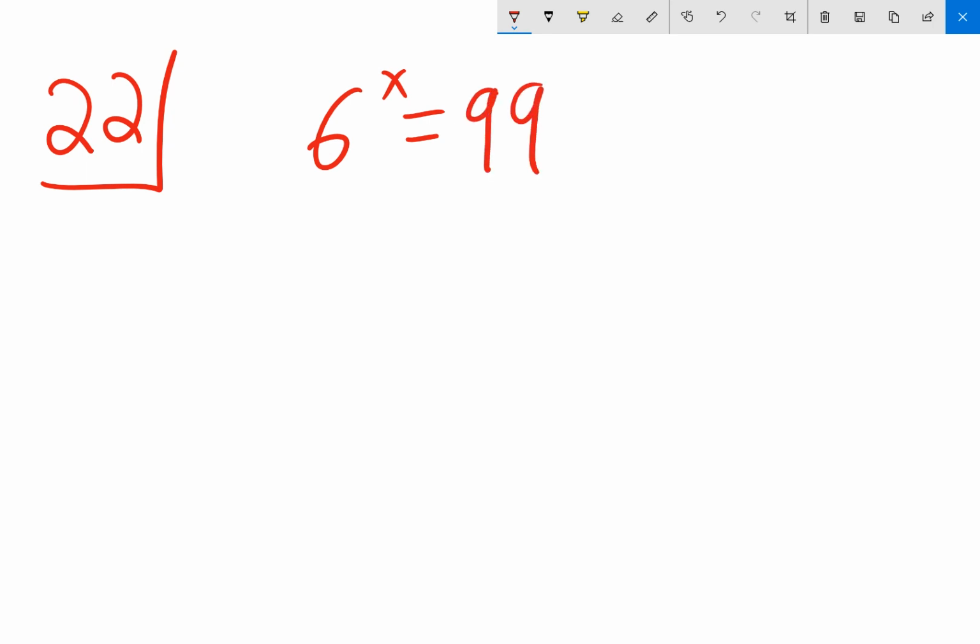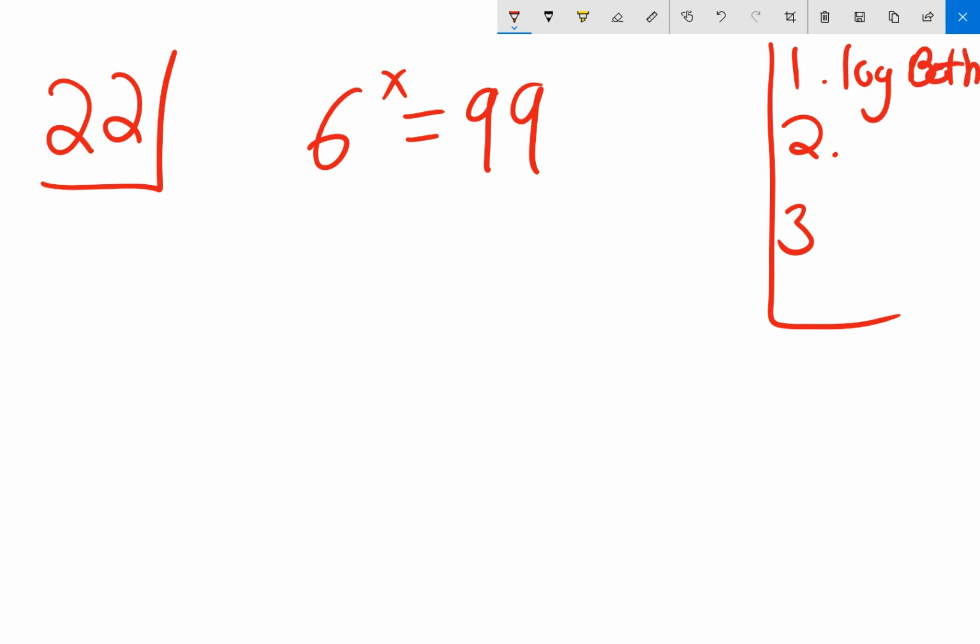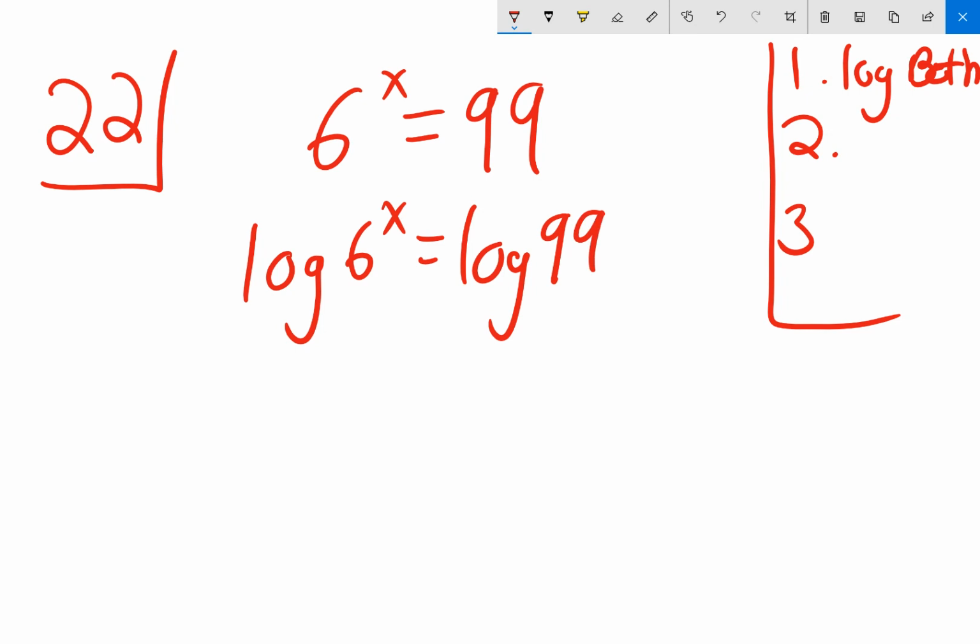All right, number 22. We have 6 to the x power equals 99. Now, again, this is an exponential problem. So the exponential problems follow the 3 steps. Step 1 being to log both sides. I'm just going to write log both. You guys have seen that enough to know that it means log both sides. So I'm going to throw log on this side, 6 to the x, and then log on the right side, 99. And then step 2 is to move my exponents.